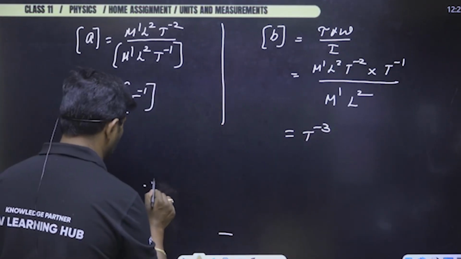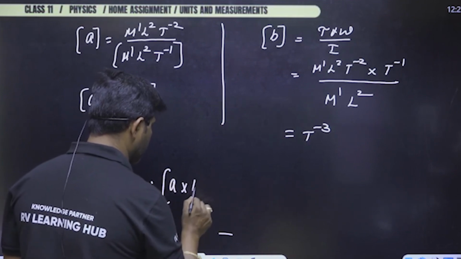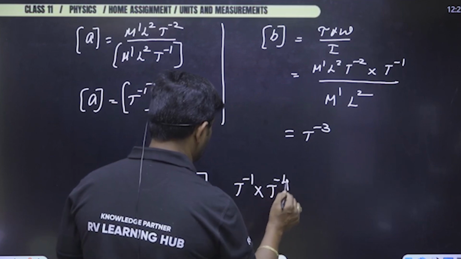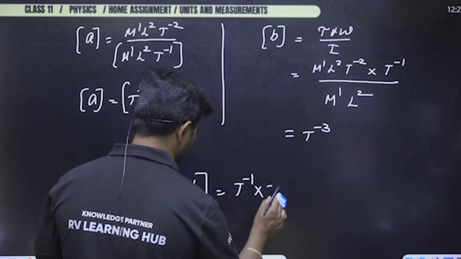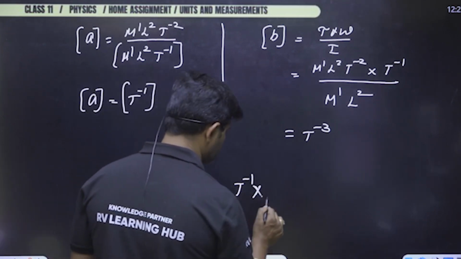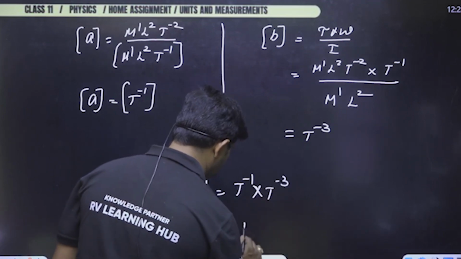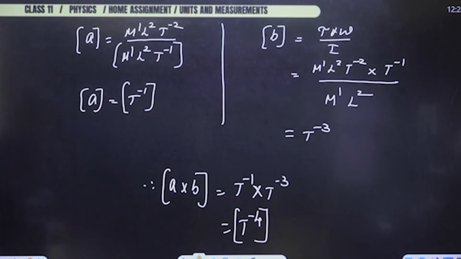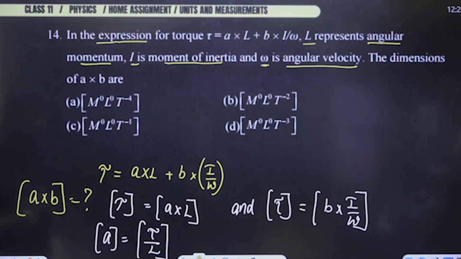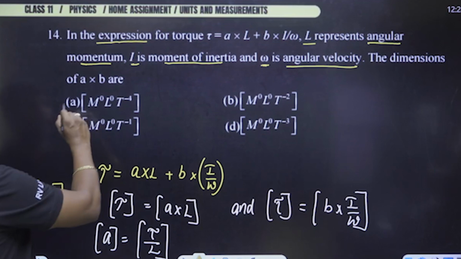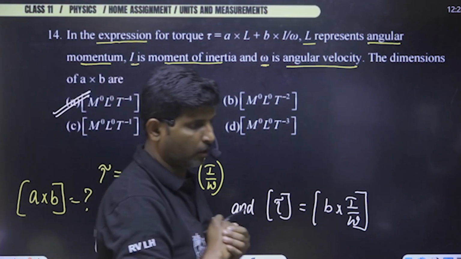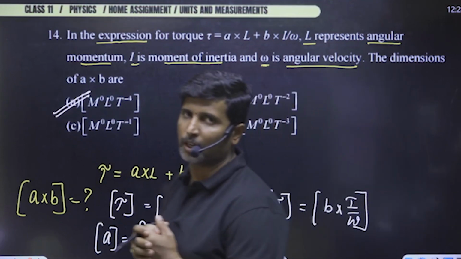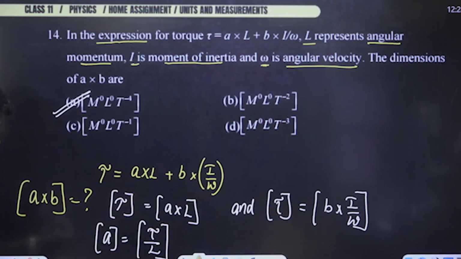Therefore, the dimensions of A into B become T power minus 1 into T power minus 3, which we get as T power minus 4. Therefore, what is the correct option here? M power 0, L power 0, T power minus 4. We'll get option A. See how nicely they are saving our time, right? So please go through it once again here.